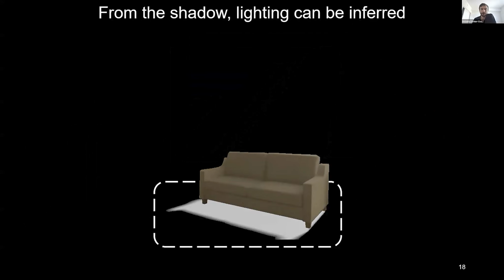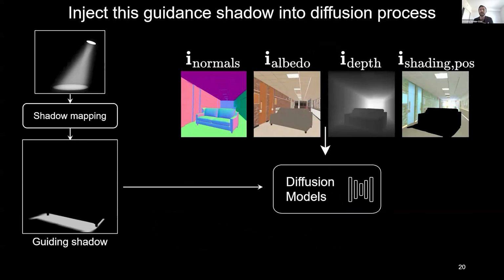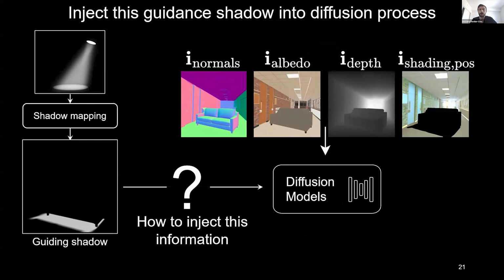Here we show it in white, but it should be black, of course. And now when we look only at the shadow, we can actually, in our brain, infer where the light came from. So now we have a 2D image of a shadow, and from that we have the light information. So our insight is to now, instead of injecting the lighting, we inject the 2D guiding shadow into the network. But again, how do we inject this information?